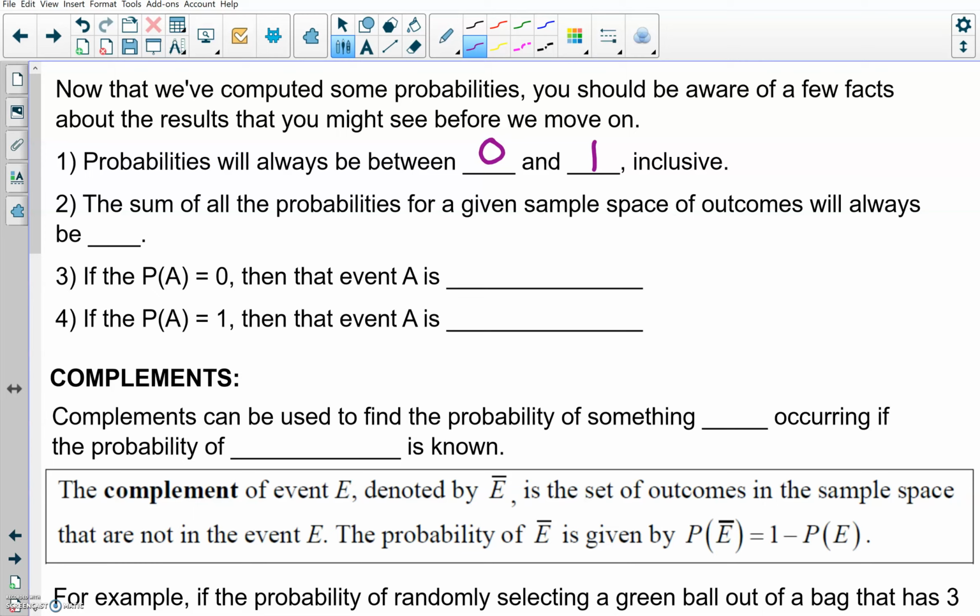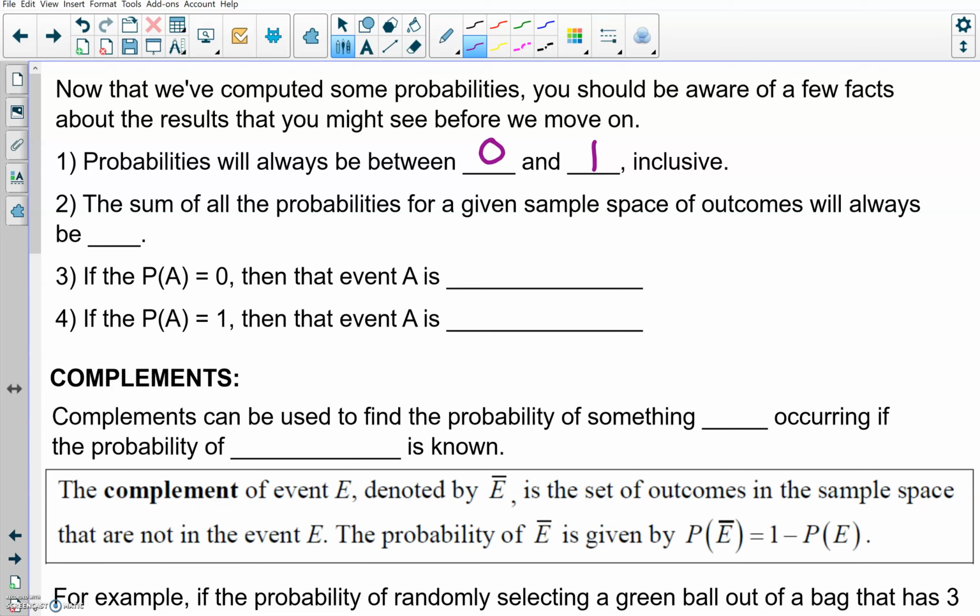Well, you're never going to see like 53 cards out of a 52 card deck. That makes no sense. You're never going to get more outcomes than the total for your event of interest. If you did, you counted wrong. So you'll never see a probability bigger than 1, bigger than 100%, always between 0 and 1 inclusive. So you could see 0, you could see 1, but you won't see anything less than 0 or greater than 1.